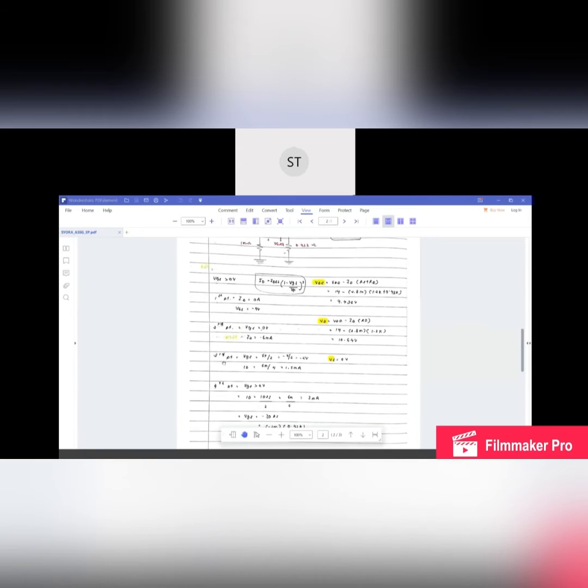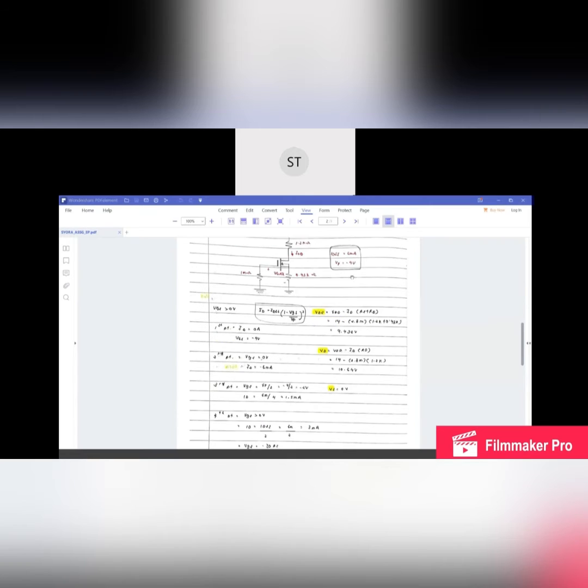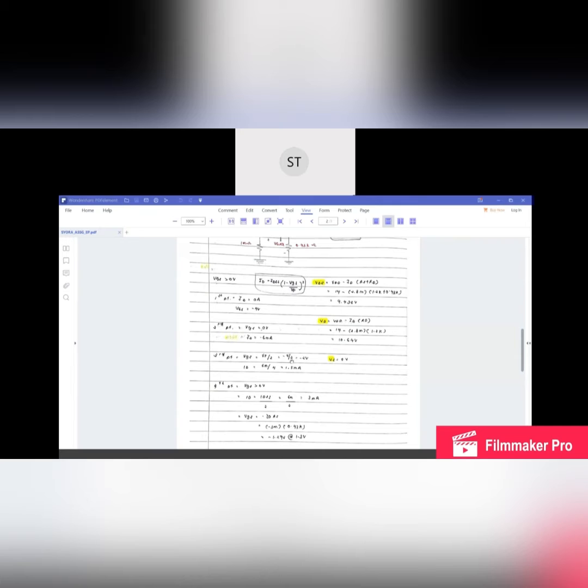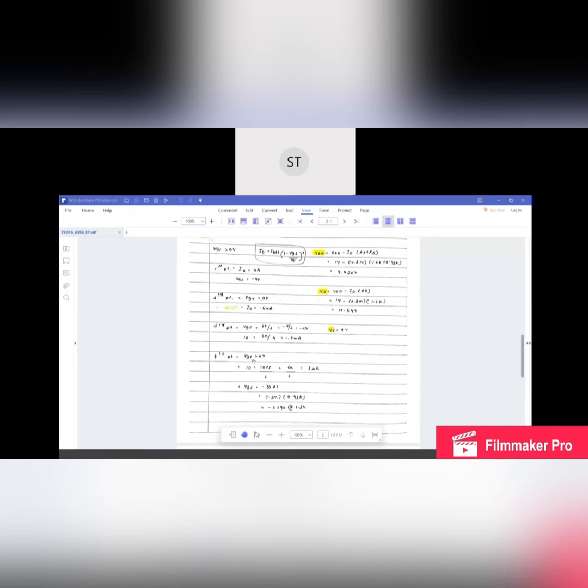For the third point, I make VGS equal to VP over 2. VP is negative 4, divided by 2 gives negative 2 volt. So for ID, I use IDSS over 4, so 6 milli over 4 equals 1.5 milliampere. For the fourth point, VGS must be greater than 0 volt, so I use ID equal to IDSS over 2, equal to 6 milli over 2, equal to 3 milliampere.